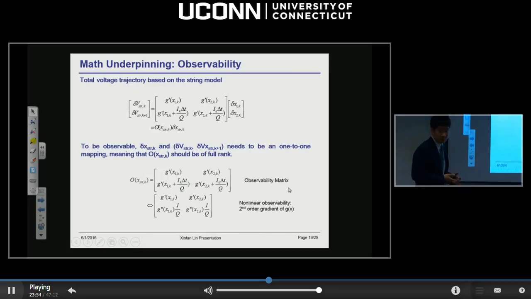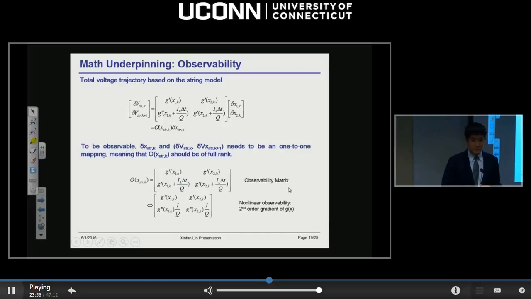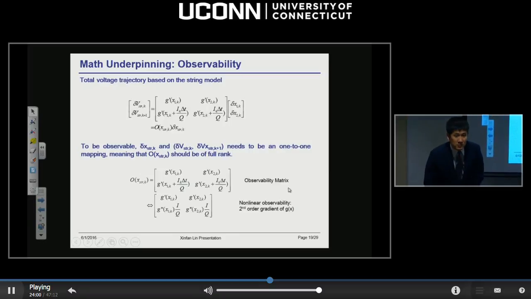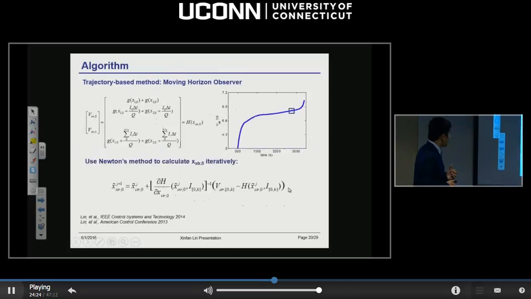So it will become unobservable when x1k and x2k are the same? I'm sorry? When x1k and x2k are the same, the determinant will be zero. Yeah. So in this case, they are the same as one cell. Right, the same cell. But we have some robustness issue in here. So in real time, I try to use some kind of method such as SVD, the singular value decomposition, to overcome this issue, which can improve the robustness of the algorithm in real time.